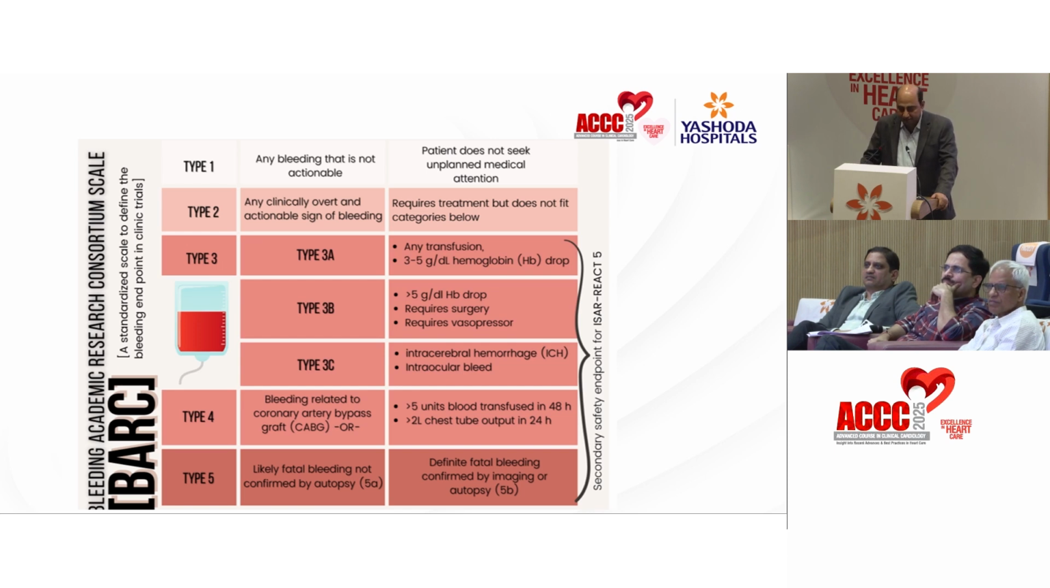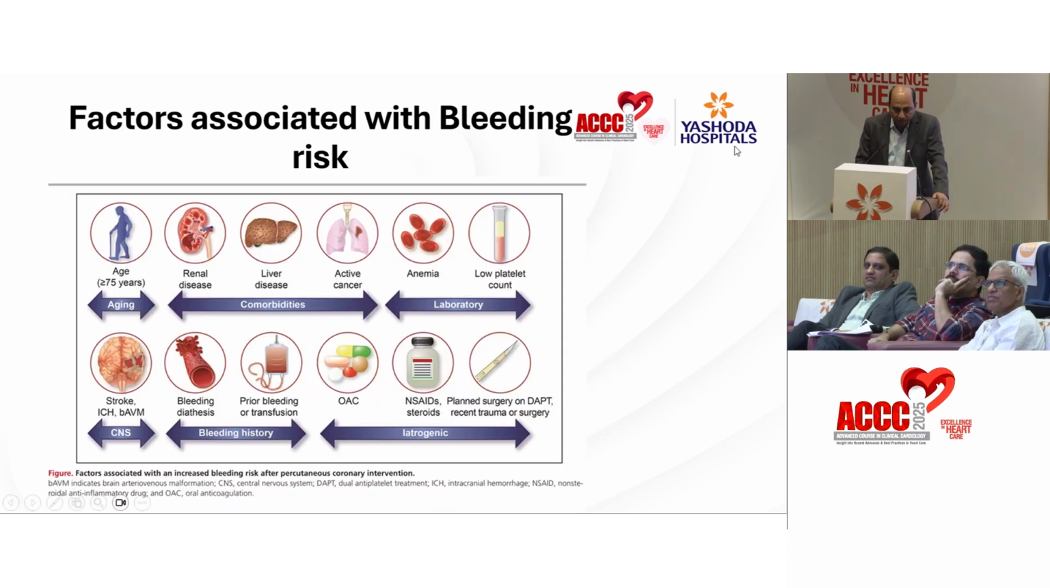The patient has died and you have done an autopsy and you find that definitely the death is because of the bleeding. So out of all these, the most dangerous are 3 to 5, and that is what we consider a high bleeding risk patient. These are the risk factors: age, renal disease, liver disease, active cancer, anemia, low platelet, planned dual antiplatelet with trauma, oral anticoagulant, planned bleeding, and ICH or AV malformations. All these are risk factors which lead the patient to develop bleeding.